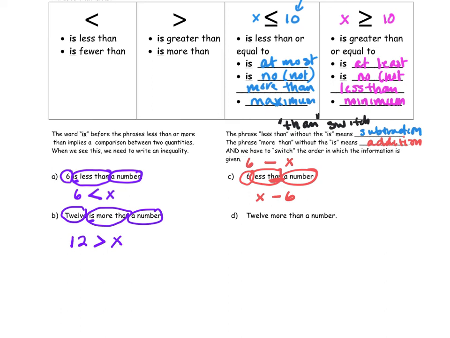The next example says 12 more than a number. Our first example was 12 is more than a number, and that word is meant we have an inequality. Here, what it means is we have the plus sign. So this is how we're given 12 more than a number. However, once again, we have this word than, which means we have to switch the order. So we should write it as x plus 12.